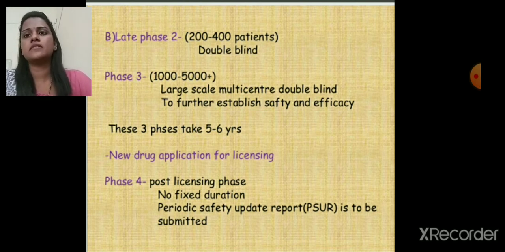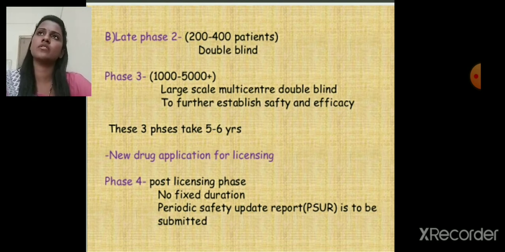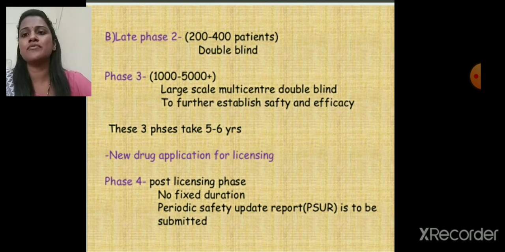This phase 3 trial takes about 5 to 6 years, and after the phase 3 trials, there is an application, the new drug application, for approval. Once the new drug application is accepted, then the phase 4 study is done.